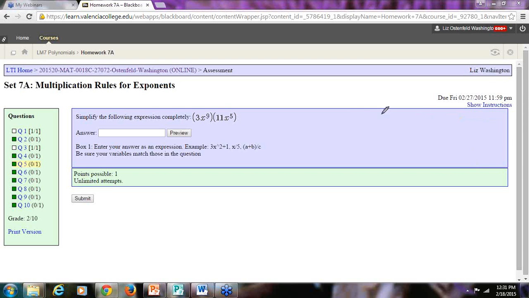So here, this time I have two terms being multiplied together. And we're just going to take things one thing at a time. First, we're going to deal with just the number, the coefficient. My 3 and my 11 give me 33. And then I'm going to deal with the variable with the exponent, which is x to the 9th and x to the 5th. So what this really means is I have x 9 times and then x 5 more times. And 9 plus 5 is x to the 14th.